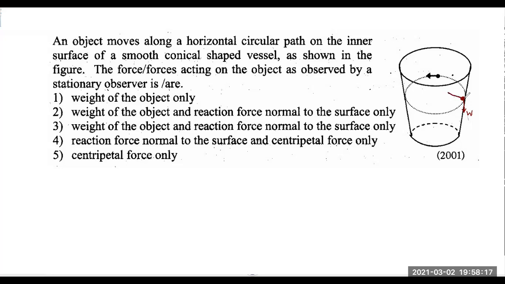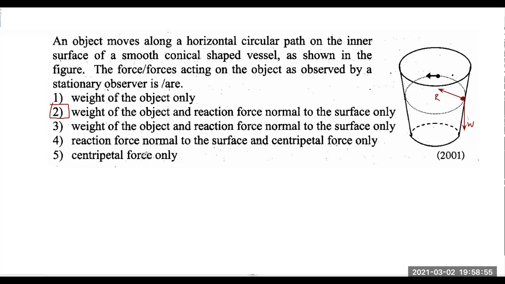there will be a perpendicular reaction acting like this, perpendicular to the surface. And the weight will be vertically down. If it is confusing to you, I should draw the weight vertically down like this, whereas R must be drawn perpendicular to the surface like this. These are the only two forces acting on the object. So the second one, the weight of the object and the normal reaction force perpendicular to the surface only. I think there must be a printing error. One of the second and third must be different.